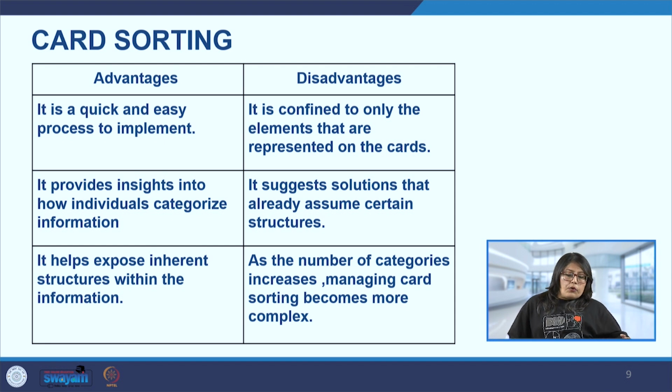Also, as the number of categories increases, managing card sorting becomes more complex, because now there are more headings, more categories, more cards, and it can get a little messy and confusing, because the user may find that some cards overlap with other categories. So where do they belong best? Those decisions will also be required. So it gets a little more complex when we have a large number of headings.